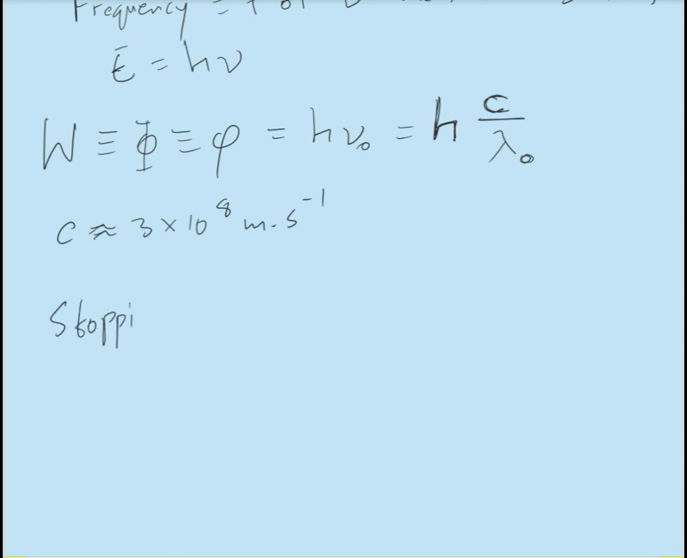Now often what happens is there's also this concept of stopping potential. Sometimes you'll hear them speak of stopping potential or stopping voltage. And this comes about from this idea of writing energy in terms of electron volts.